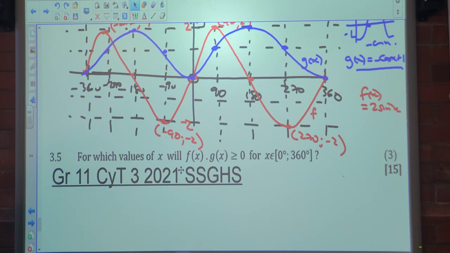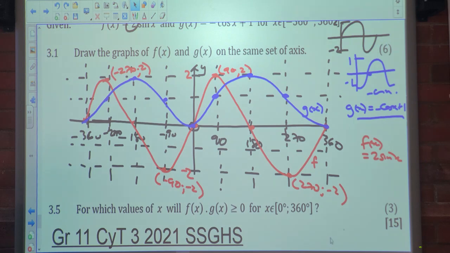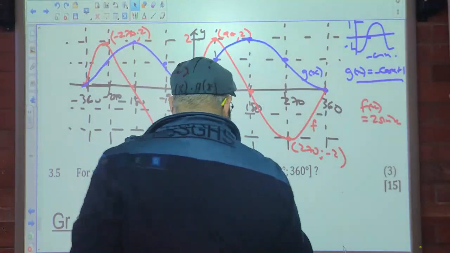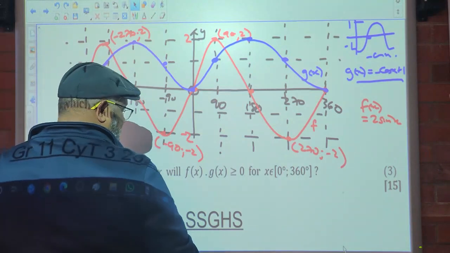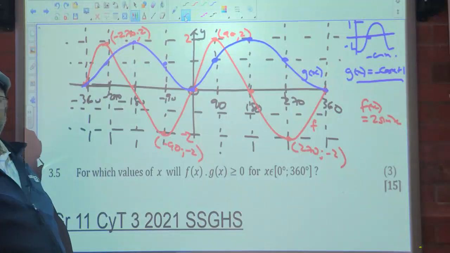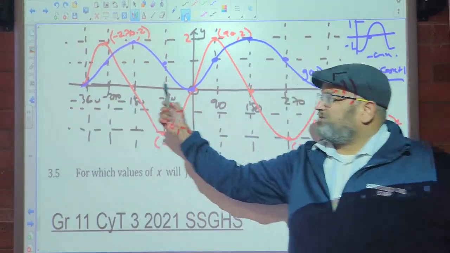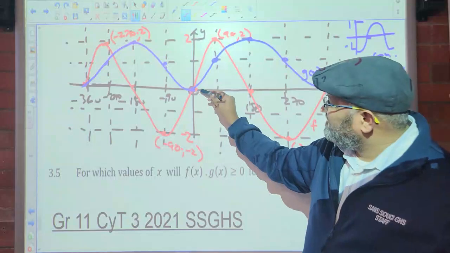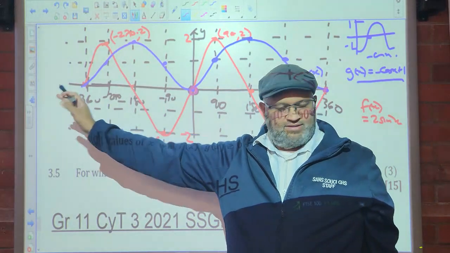Okay, 3.5. The question says for which values of x will f of x times g of x be greater than or equal to 0 for x an element of 0 to 360. People, what does this mean from 0 to 360? You must only answer this for that interval. That's basically what it means. Now, this graph is currently drawn from negative 360 to 360. But they only want you to answer from 0 to 360. So you're not interested in that there anymore. Can you see that? Right.